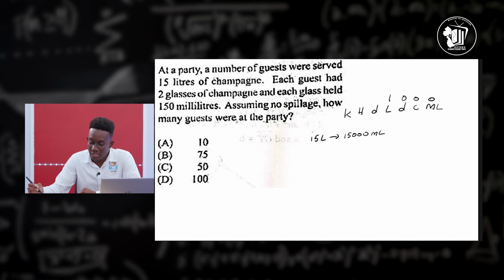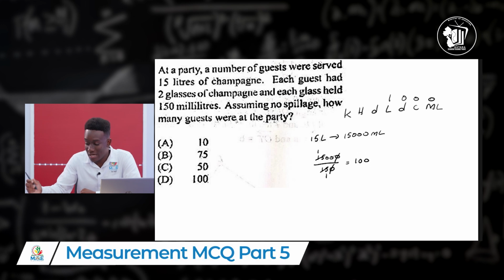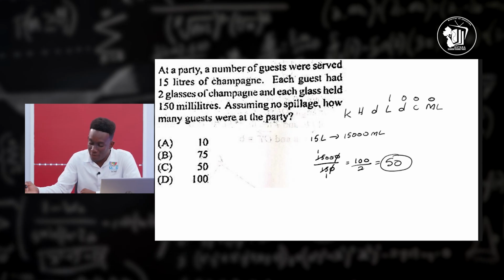Each guest had 2 glasses, and each glass can hold 150 milliliters. So I can do 15,000 divided by 150. This will be 100. So I had 100 glasses of champagne at the party, and each guest had 2 glasses. So I divide this by 2, which will give me 50. So we had 50 guests at the party, which is simply C. So I had to do some reasoning there for this question.